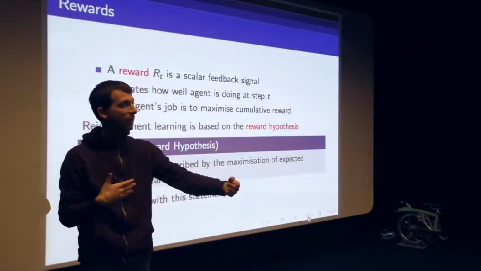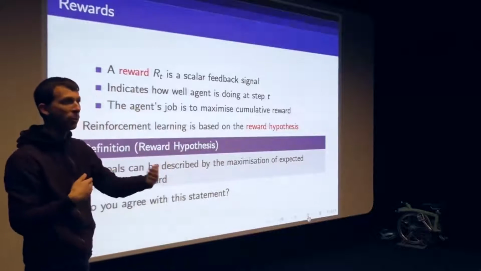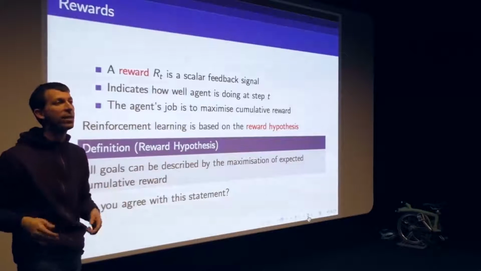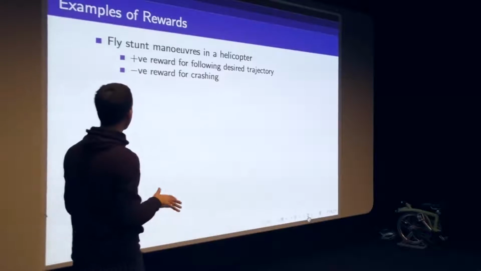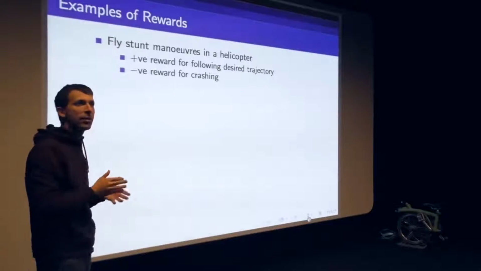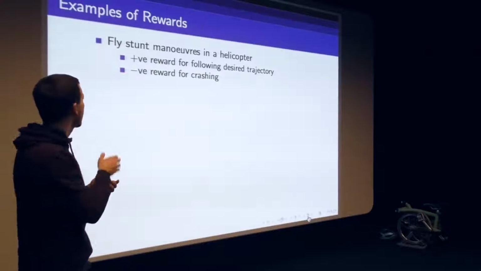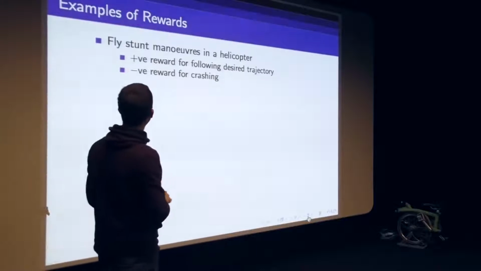And now it's a well-defined objective to maximize your cumulative reward, basically minimizes the time that it takes to reach the goal. So let's actually make this concrete again by talking about some different rewards. So let's actually look at the examples we used. So we started by talking about the stunt maneuvers in a helicopter.